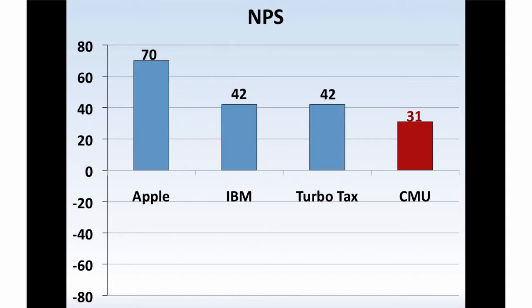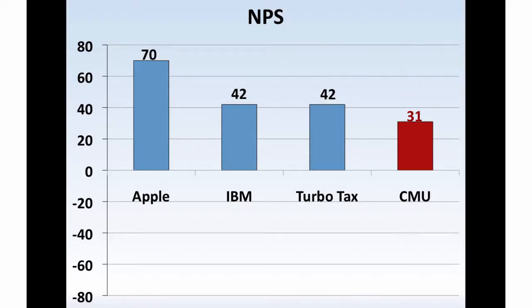This is the NPS score we calculated for CMU. We're sitting at 31, and we took Apple, IBM, and TurboTax. Specifically Apple and IBM, just because we feel like those are 2 of the most successful companies around, period. And we wanted to see how we compared with the top of the top. And as you can see, we're not doing that bad.